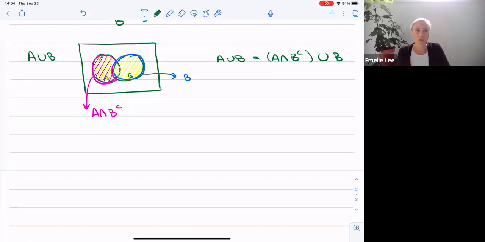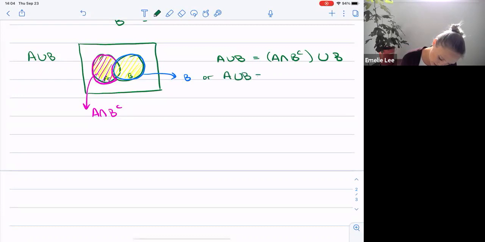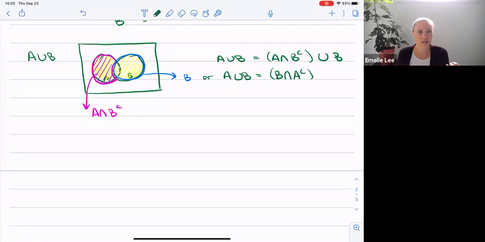What's another way that you could write it? You could do the opposite, right? So A or B becomes, now I'm going to focus on the other side. Do the same thing that I did earlier, but now I'm just going to look at everything in B but not in A. And so that would be B and not A. So that would be this half circle here, right? Or A.